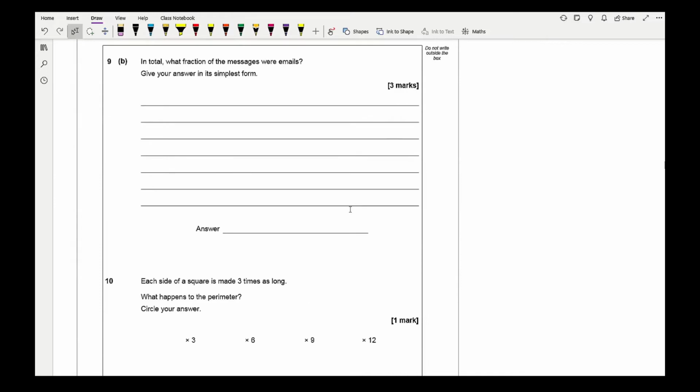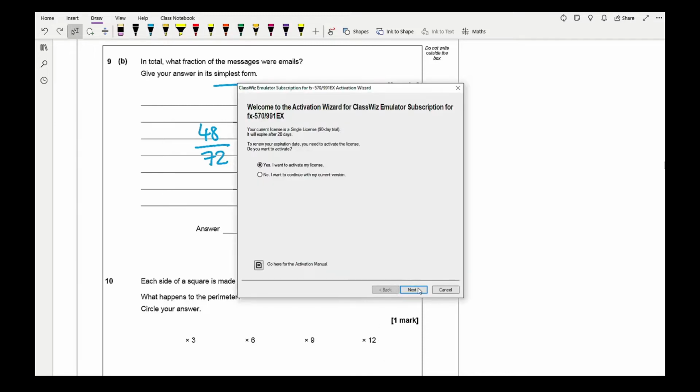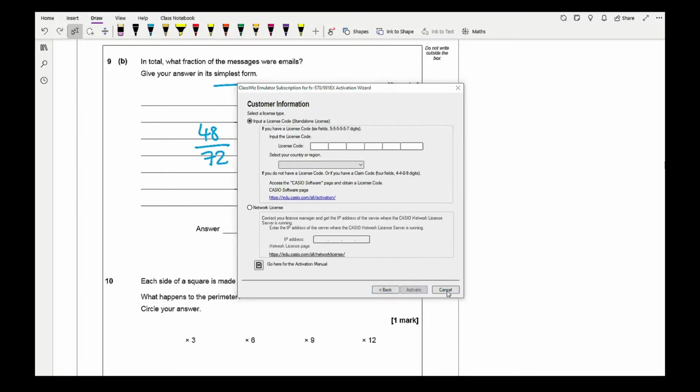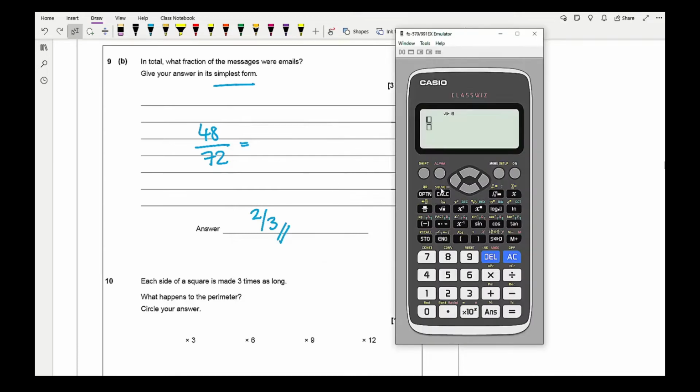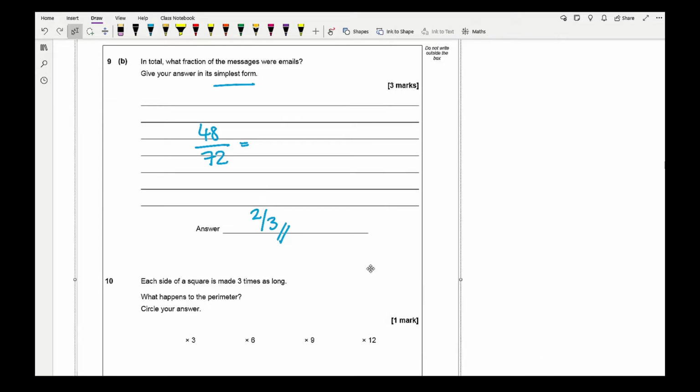So for question 9b, I've got 48 over 72, which I can simplify because it's asked me for its simplest form, which is 2 over 3. Now when you are doing this on a calculator, there's no excuse for not being able to simplify your answers. When you're using fractions, you just type it in, 48 over 72, press equals, and it simplifies it automatically.